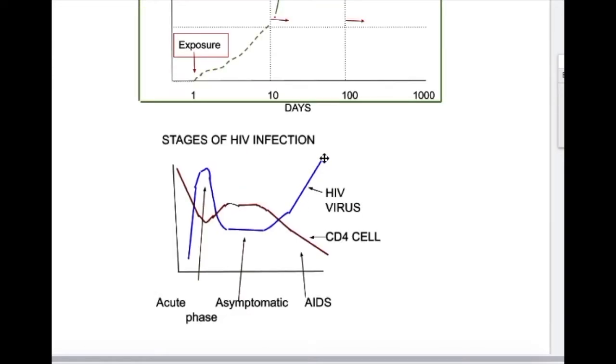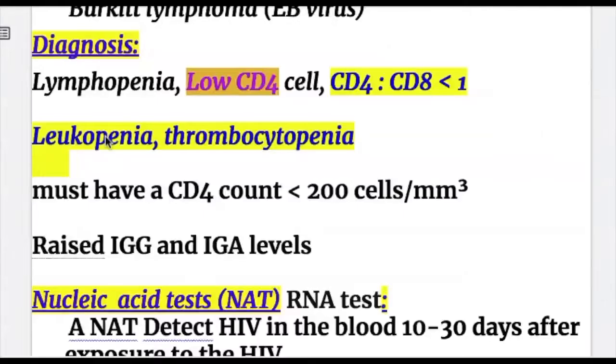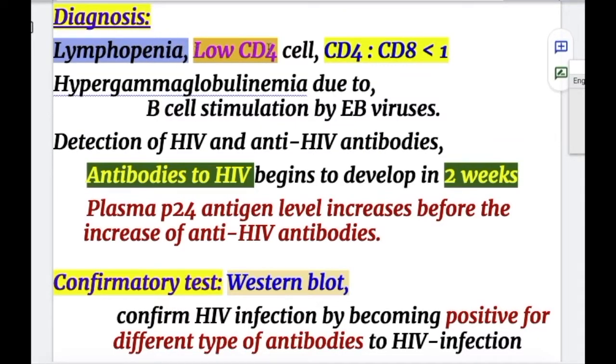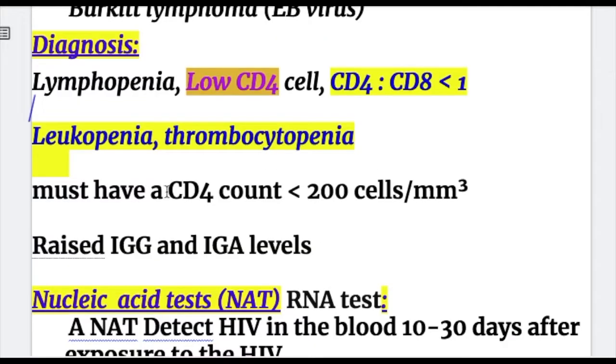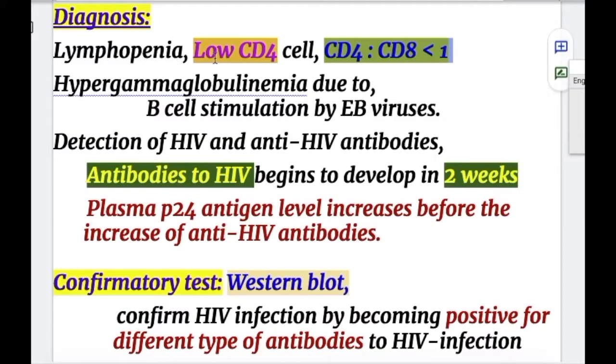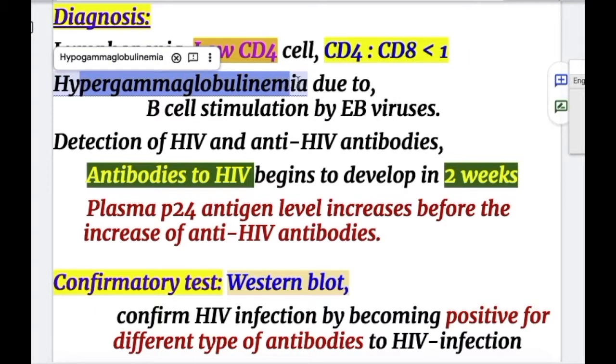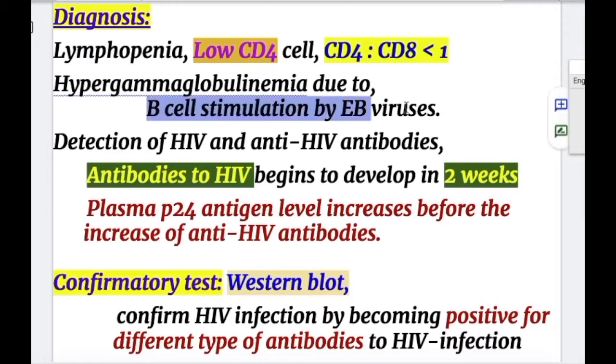HIV virus is increased and CD4 cells are markedly decreased. In advanced disease, there is leukopenia, thrombocytopenia, lymphopenia, low CD4 cell count, and CD4 to CD8 ratio is less than 1. So the patient must have a CD4 count of less than 200 cells per cubic millimeter. There is hypergammaglobulinemia due to immune activation, due to B cell stimulation by the EB virus.